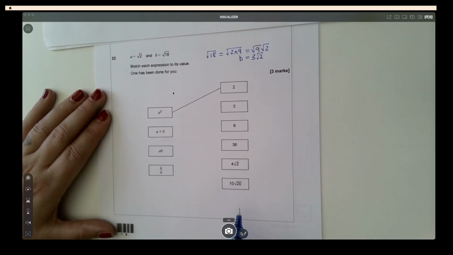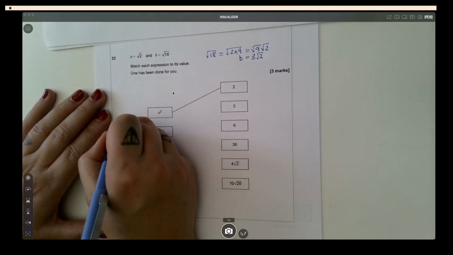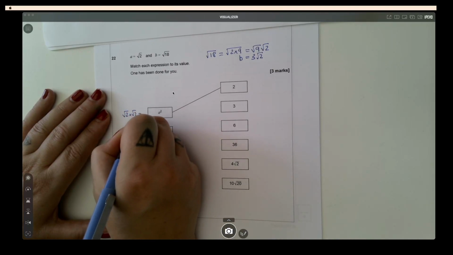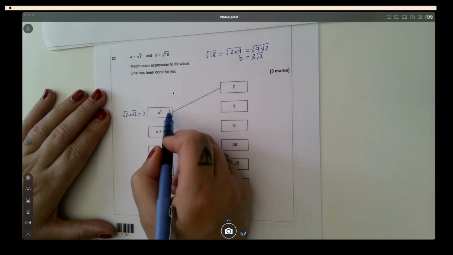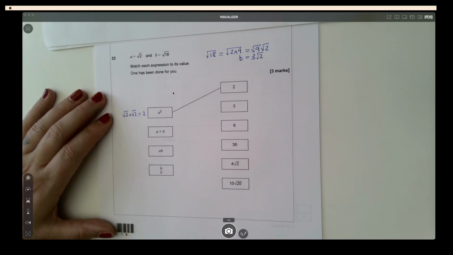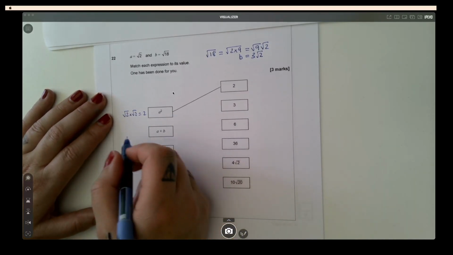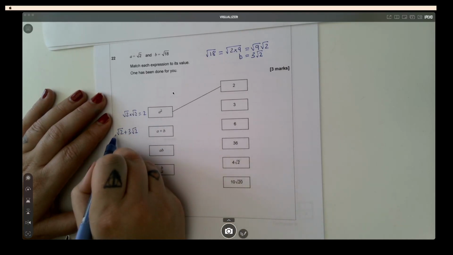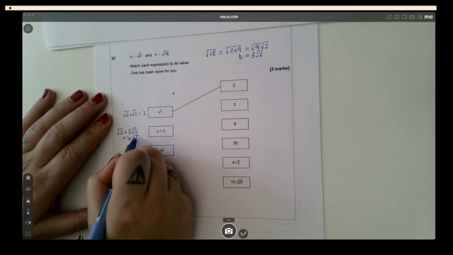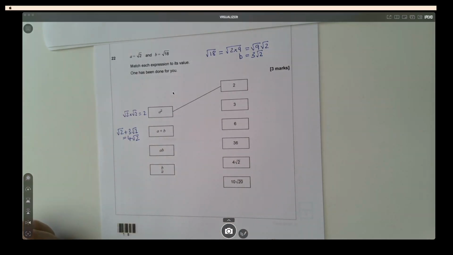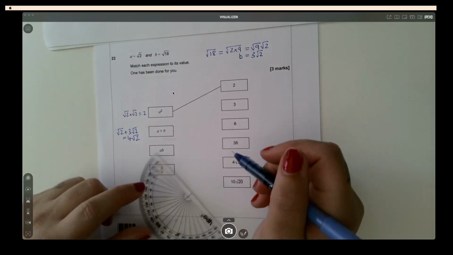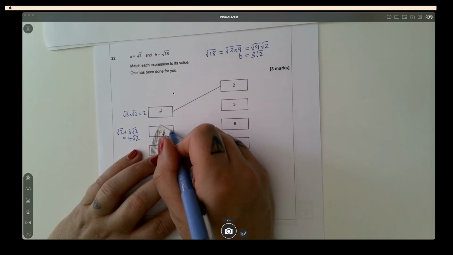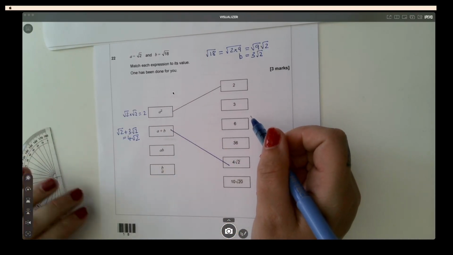So let's start substituting in some values. So A squared, root 2 times root 2, is going to be 2. Already matched up for us, so we're just checking we know what we're doing. A plus B: root 2 plus 3 root 2. 1 root 2 plus 3 root 2 is 4 root 2. So we're going to match A plus B to 4 root 2.